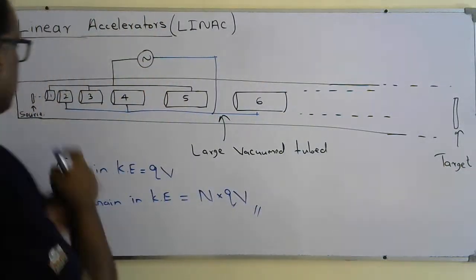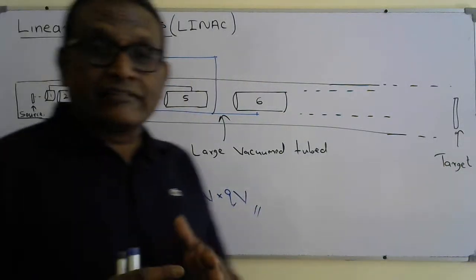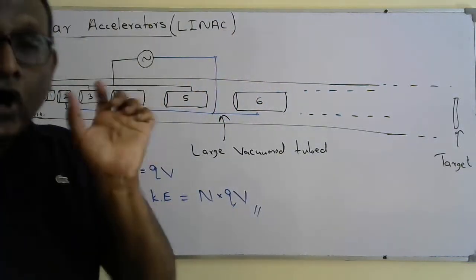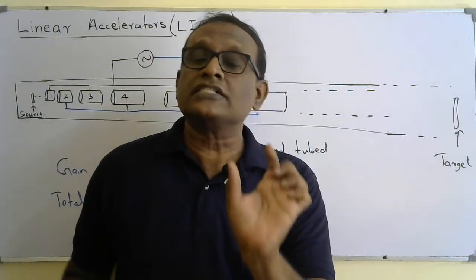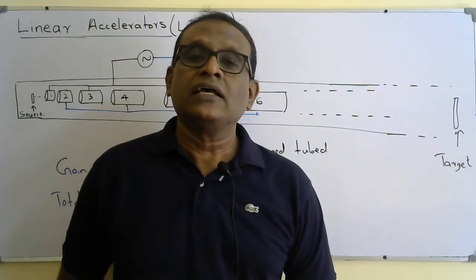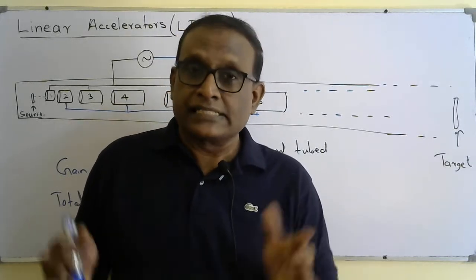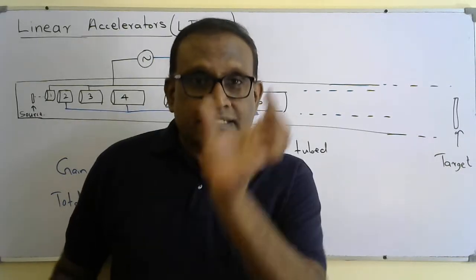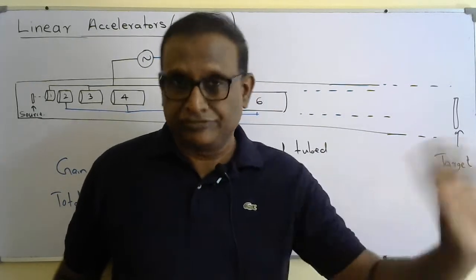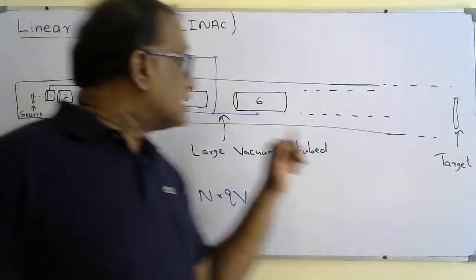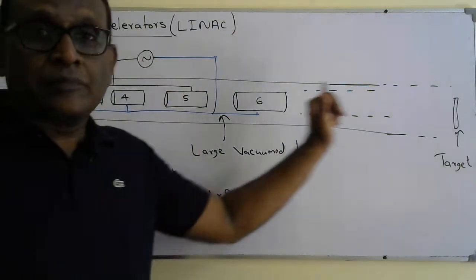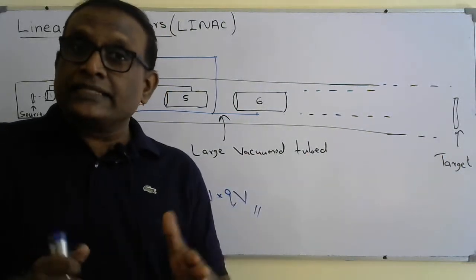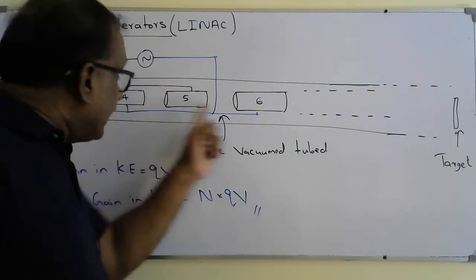Why should the length of the drift tubes increase along the direction of motion? The AC signal has constant frequency, constant period. I already told you that the time spent by a particle inside the drift tube is the same, which is half the period. So it spends the same amount of time inside each drift tube, but the speed of the particle is increasing along the direction of motion. To spend the same time, the length has to increase.